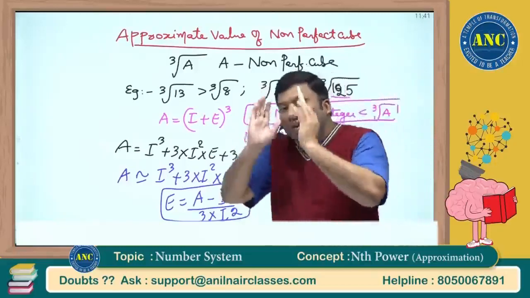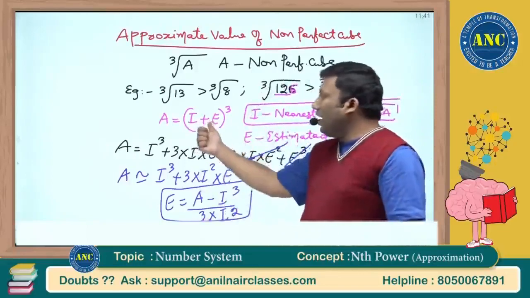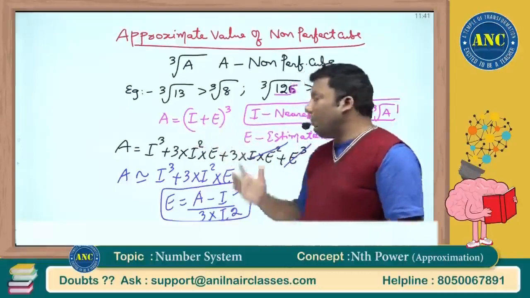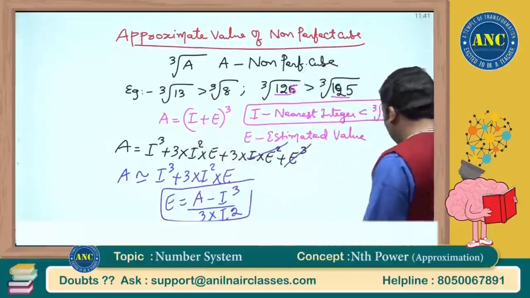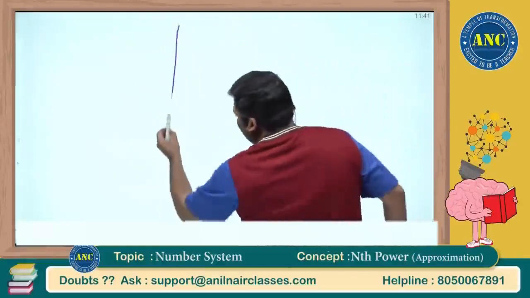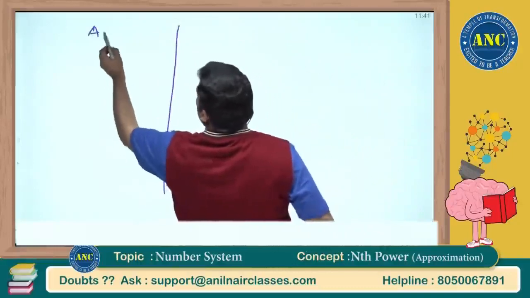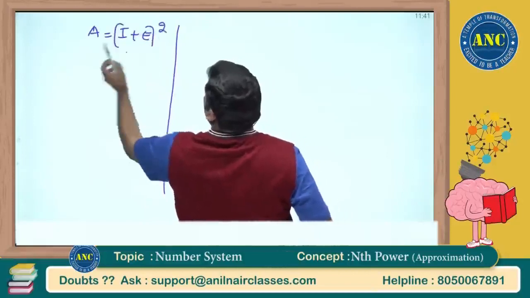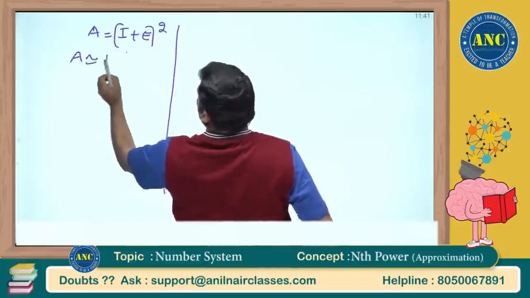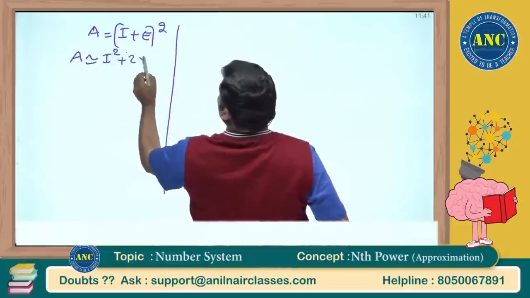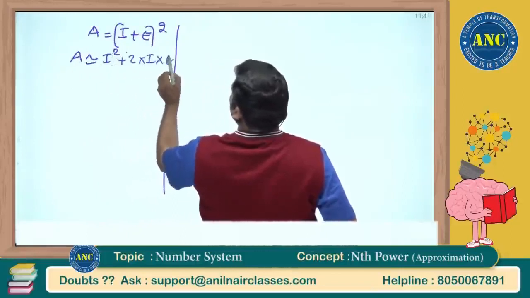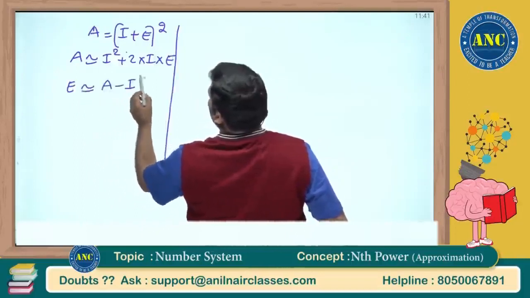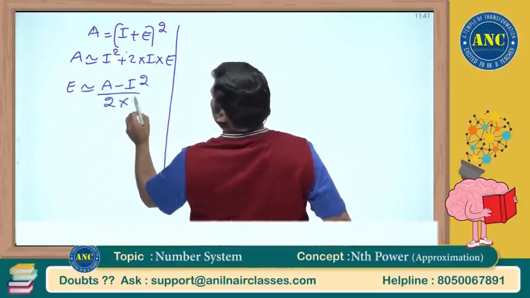Same thing I did: if it is a non-perfect square, I did I plus E whole square. If it is a non-perfect cube, I did I plus E power 3. So we will write it down here, then you will be able to understand everything. A is I plus E whole square, so A is approximated to I square plus 2 into I into E. E is nothing but A minus I square divided by 2 into I.